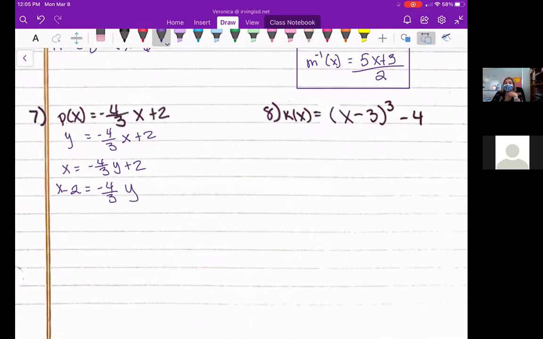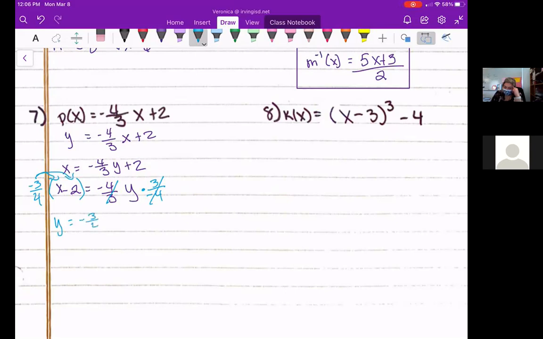To get rid of a fraction, remember, you just multiply by its reciprocal. So that means I'm going to be multiplying both sides by 3 over negative 4. So I'm going to have to multiply this side by negative 3 over 4. So these reduce to y. So y equals, I'm going to go ahead and distribute my negative 3 over 4 to both terms.